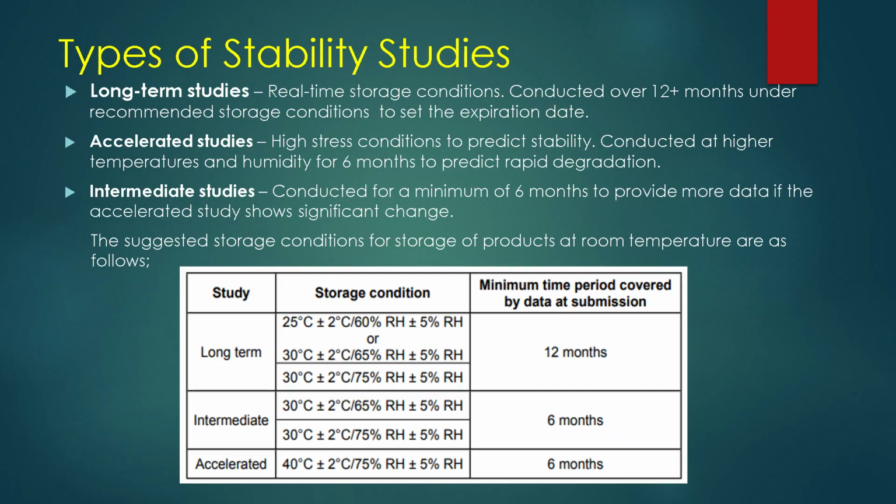There are different types of stability studies. First one is long-term studies, which are real-time storage conditions conducted over 12 plus months under recommended storage conditions to set the expiration date. Second one is accelerated studies, which are high-stress conditions to predict stability. They are conducted at higher temperatures and humidity for 6 months to predict rapid degradation. Next one is intermediate studies, conducted for minimum of 6 months to provide more data if the accelerated study shows significant change. The suggested storage condition for storage of products at room temperature are given in the following table.